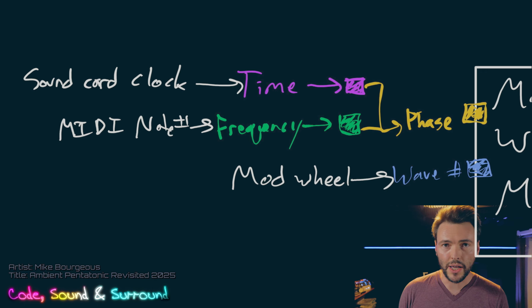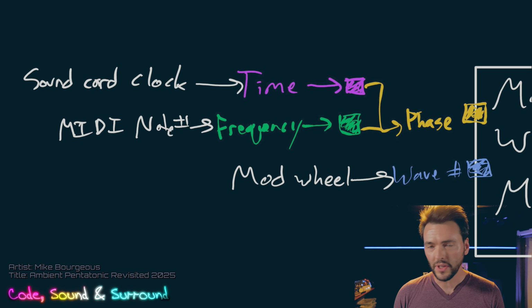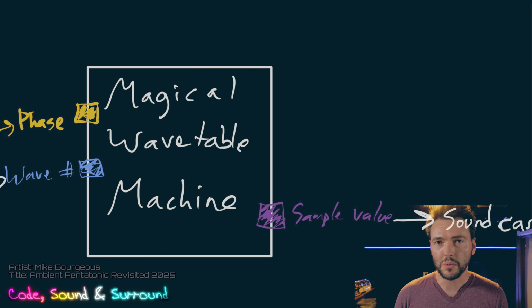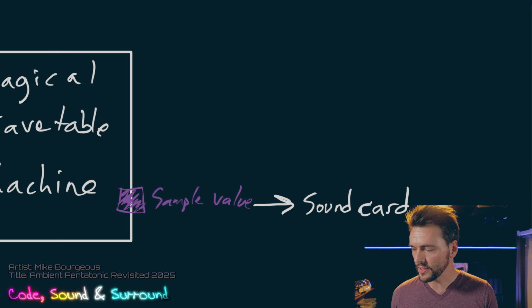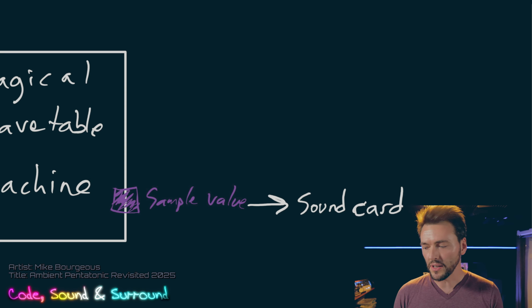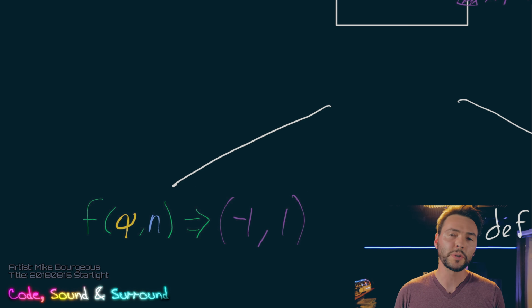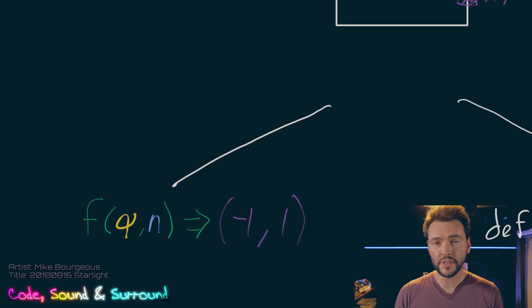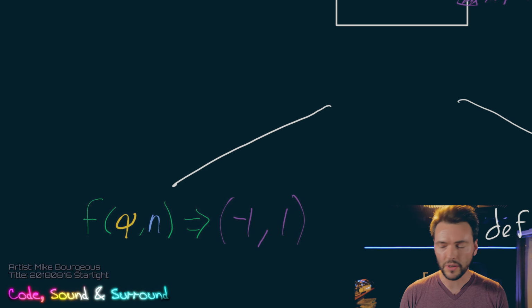Phase is actually derived from two other inputs, time and frequency. Frequency is the note that we play, and of course, we know what time is. And then when we tell our magical wavetable machine, I want this phase and this wave number, it gives us a sample value, and we send that sample value out to our sound card to make sound. From a mathematical perspective, our machine is a function that takes two parameters, phase and wave number, and gives us a return value from -1 to 1.